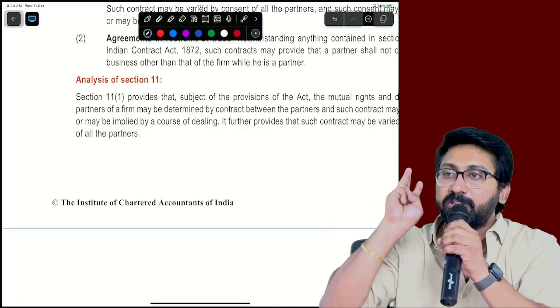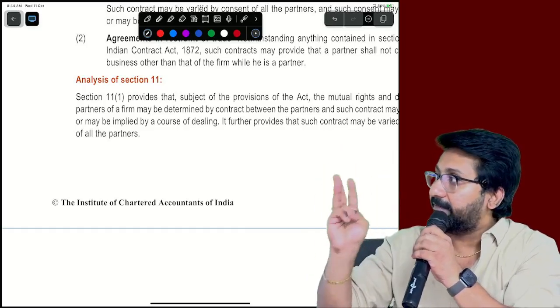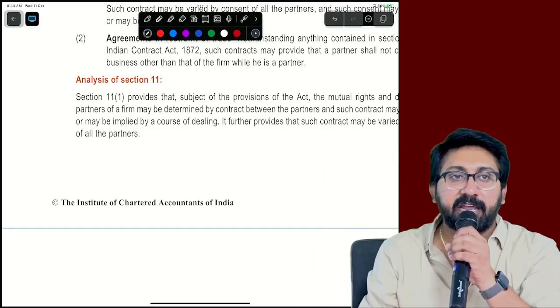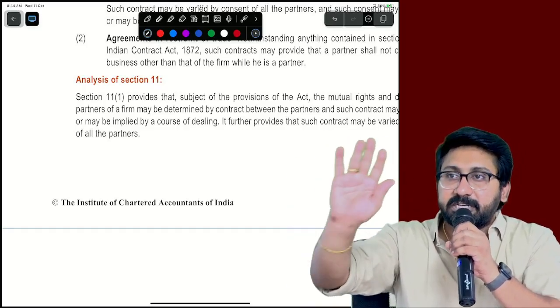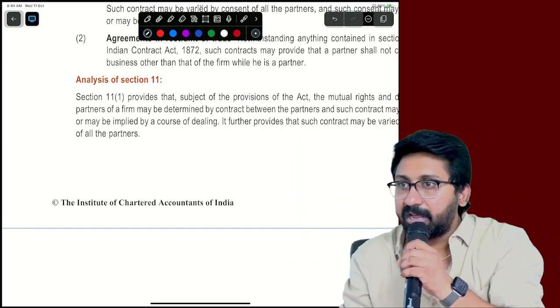Three sections we have completed till now: 9, 10, 11. Section 11 is everything completed, but one subsection is still there. What is that one subsection? I will tell you. Has the Contract Act been completed for you? So, not started.